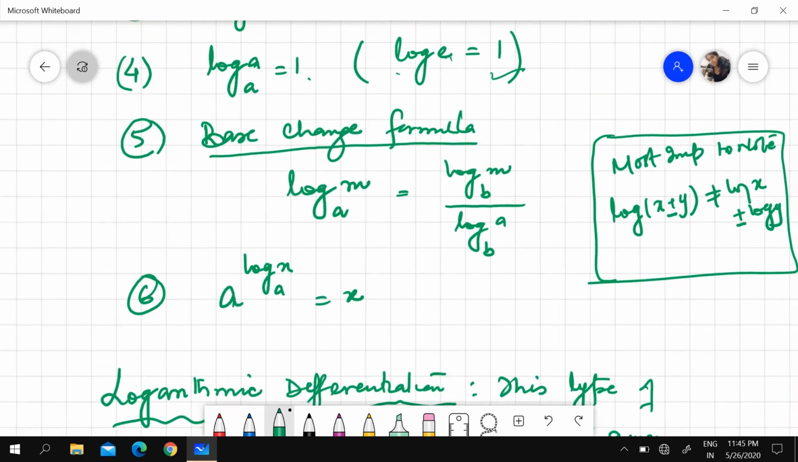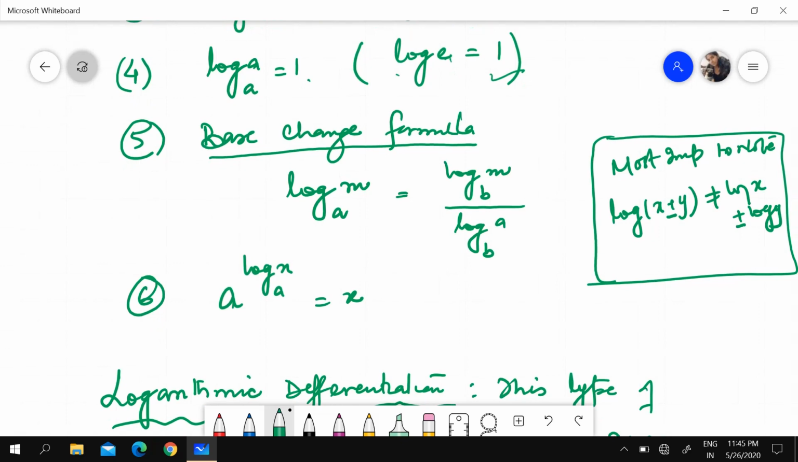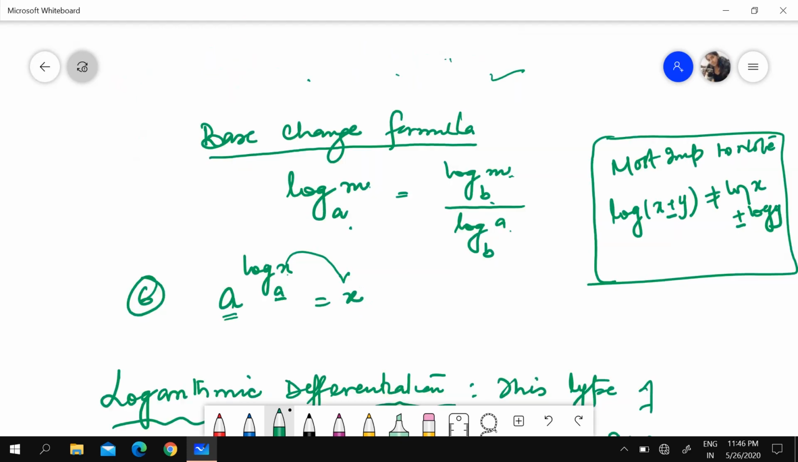Now we have the base change formula. Sometimes we are unable to work on the given base, then we can change the base by using this formula. Log of m to the base a is equal to log of m to the new base b divided by log of the old base to the new base. Then the next one is actually a combination of exponent and logarithm. That is a raised to power log of x to the base a. When the base of log and the base of the number are the same, then the value of that is equal to the function which is there.